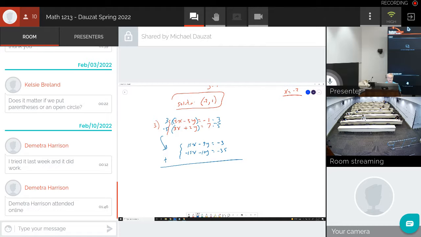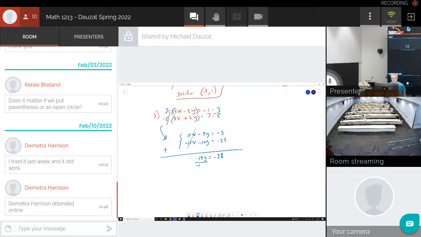Yes. So when you add them, the x's are eliminated because 15x and -15x is 0. But -9y and -10y is -19y. Equal -3 and -35 is -38. And dividing both sides by -19, what's y? 2. So I found the y coordinate of my solution. Remember, they're going to ask you to write it as an ordered pair. Make sure you put 2 in place of the y coordinate.